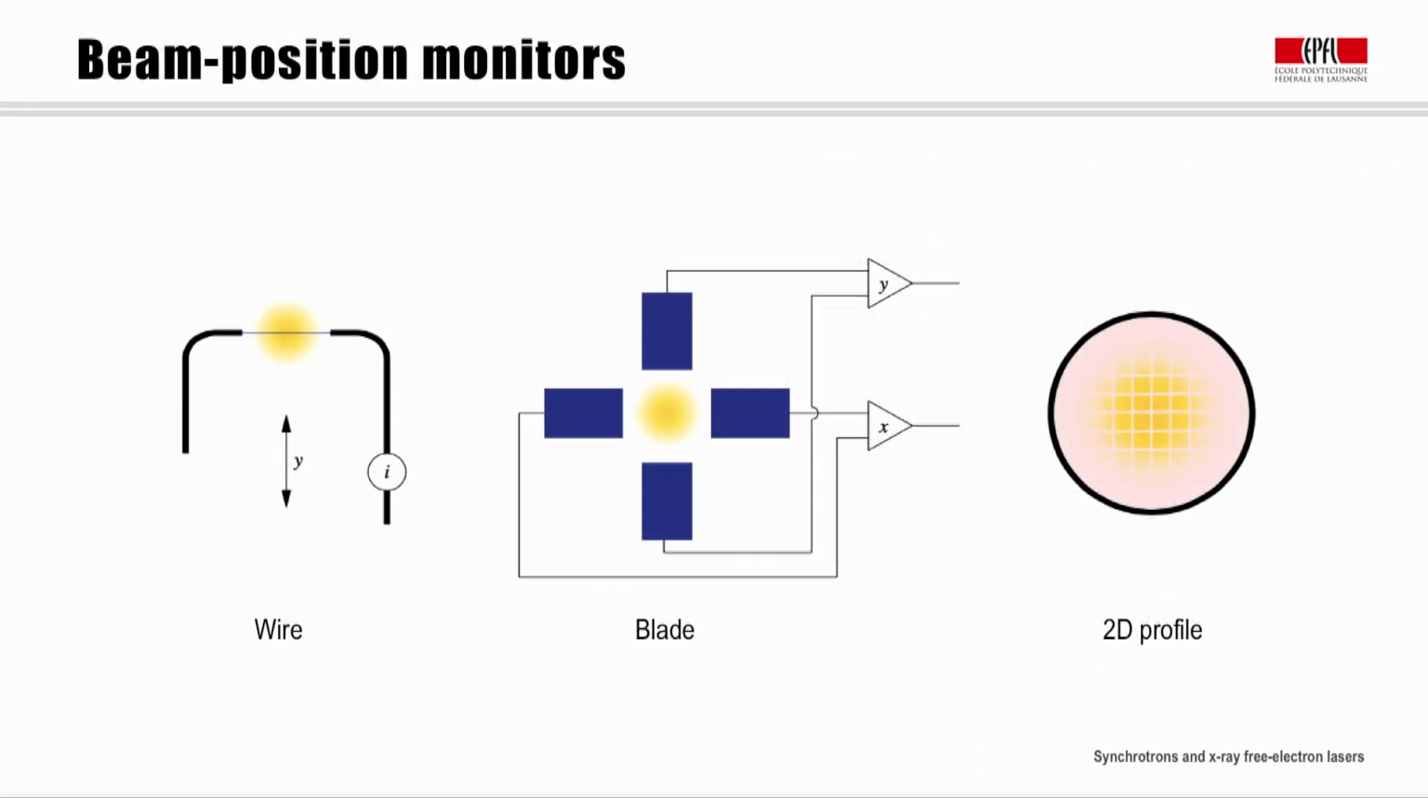Beam position monitors can come in various shapes, sizes and working principles. The simplest is simply a thin wire that can be traversed across the beam, which generates a photocurrent proportional to that beam intensity. This provides one coordinate of the beam position. The orthogonal coordinate can be obtained by placing a second wire monitor at 90 degrees to the first.